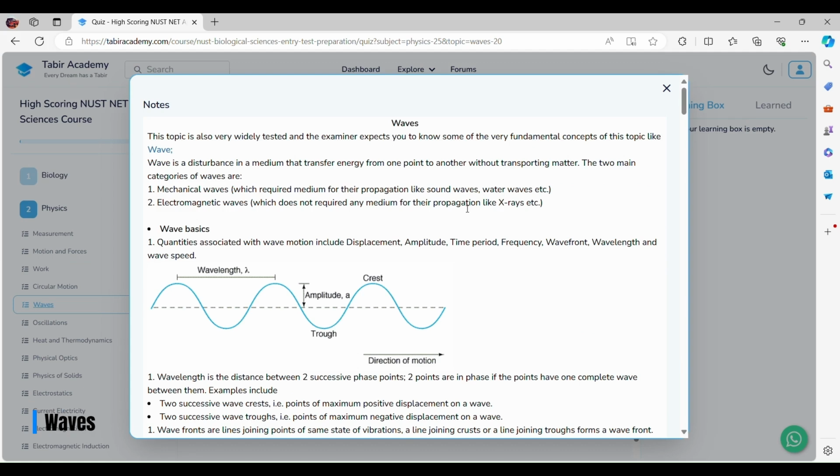Alright, so our topic for today is waves. A wave is a disturbance in a medium that transfers energy from one point to another without transporting matter.